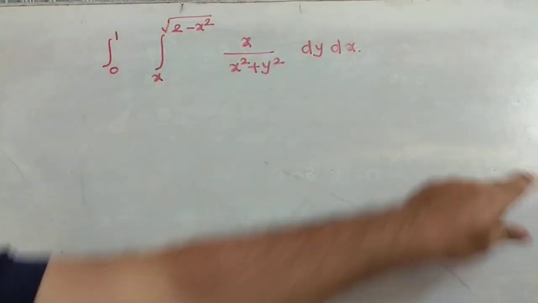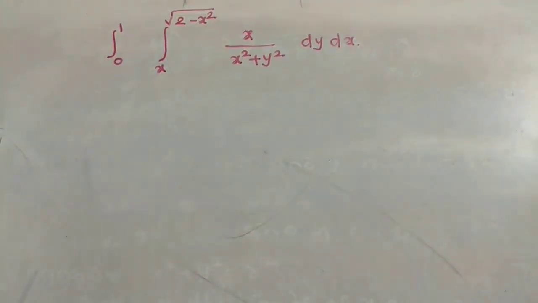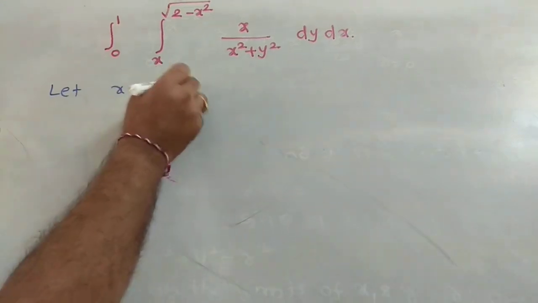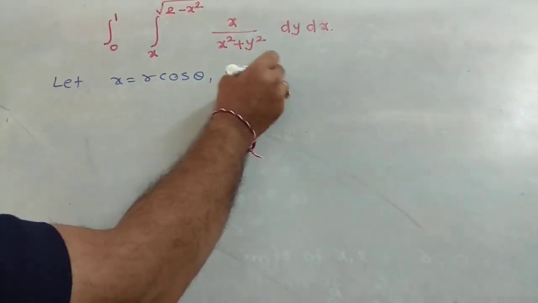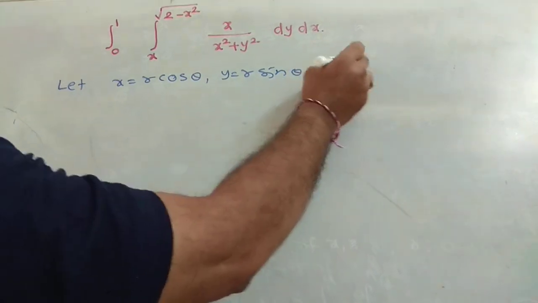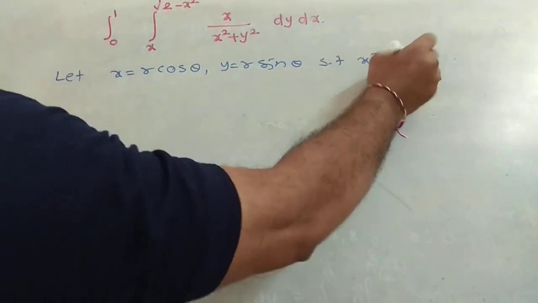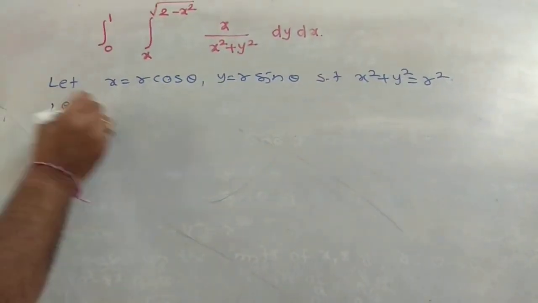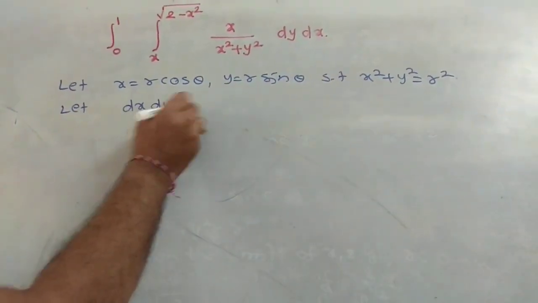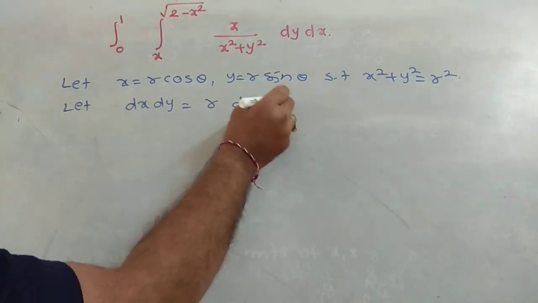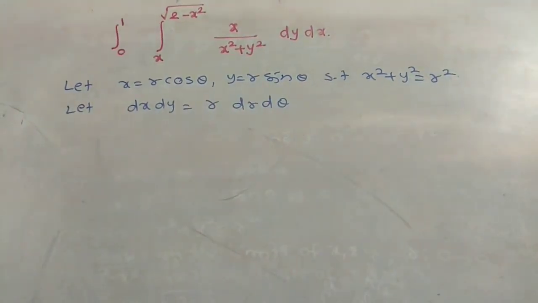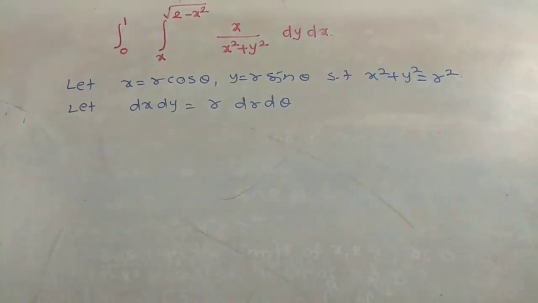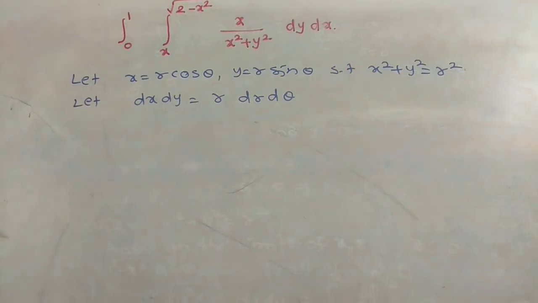So same procedure again, the old variables you are converting into new. That means let x equal to r cos theta and y equal to r sin theta, such that x square plus y square equal to r square. First task. The next is you are just writing dx dy in terms of r dr d theta, right? Two tasks is very important, easy, and finally we completed that. Now the problem is we need to identify the limits of r and theta.